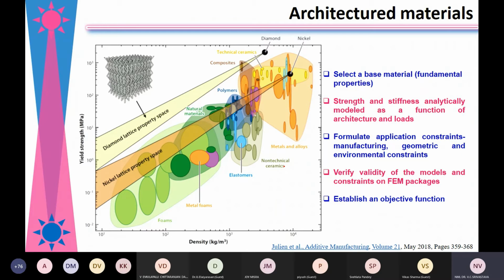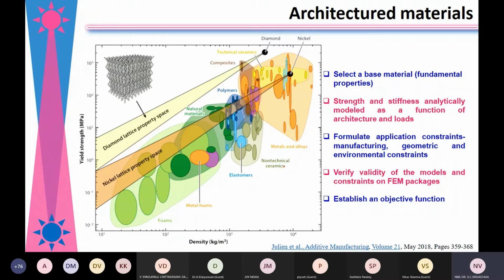So we have an analytical model, and then we go to FEM packages. Many FEM packages are available today. We model that through FEM and see what the properties are. Finally, we have one objective function. What does objective function mean? If we design any material, what are the parameters which need to be maximized in that design? That function we derive gives rise to our design constants.